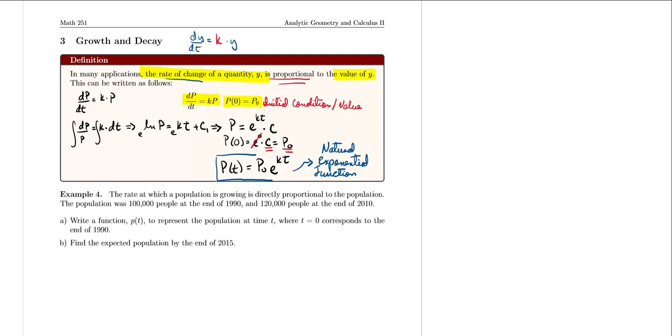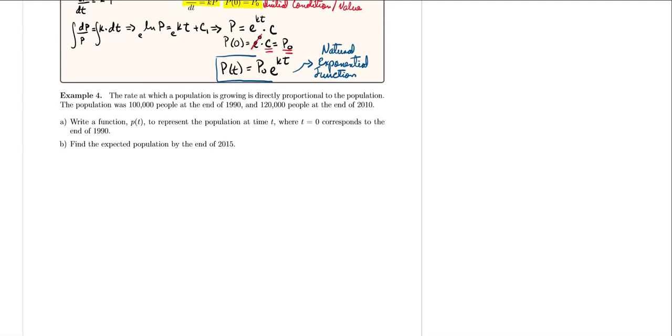Alrighty, so let's go ahead and take a look at a word problem. This problem, example 4, is telling us that the rate at which a population is growing is directly proportional to the population. So what I just read is, they're telling us here that dp/dt is directly proportional to the population. So we're seeing that it looks like we're dealing with this type of differential equation, which we know will result in the natural exponential function.